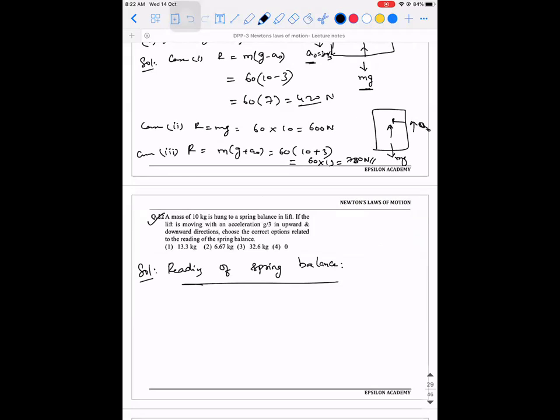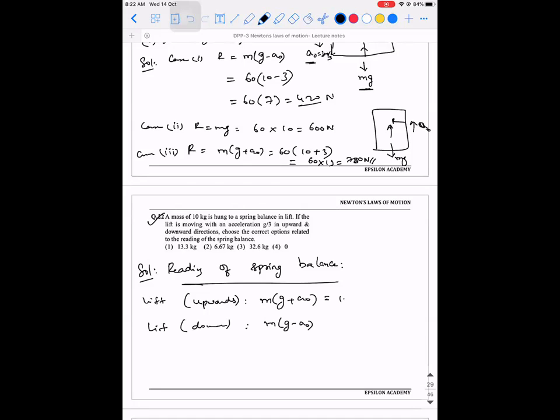So reading of spring balance. Lift. When the lift is moving upwards, the spring balance will show more reading. So M into G plus A naught. Lift downward, less reading. M into G minus A naught.